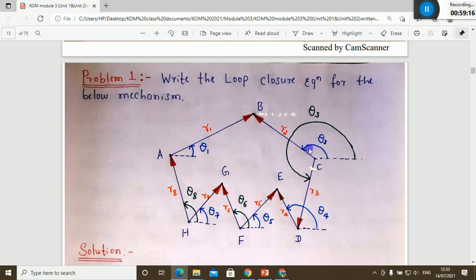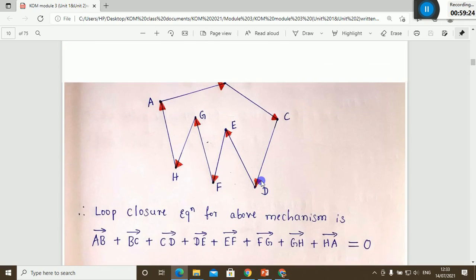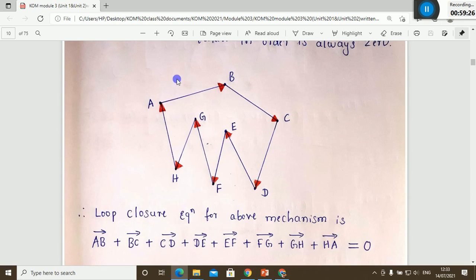So this is the mechanism. It means it is a group of so many vectors. Already I explained this in the loop closure equation. So here, the same mechanism I'll take. So the angles are not given. I'll try to find out the angles. Okay. Again, the loop closure equation is same.